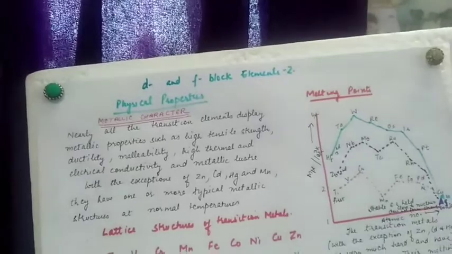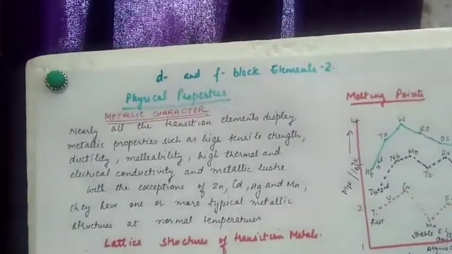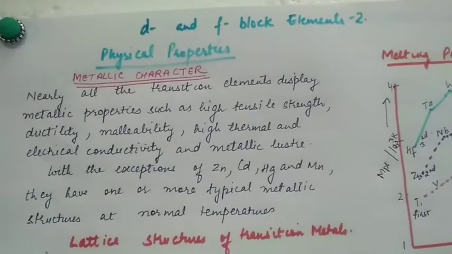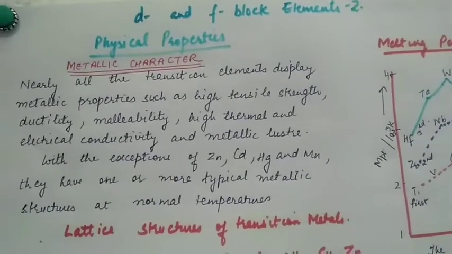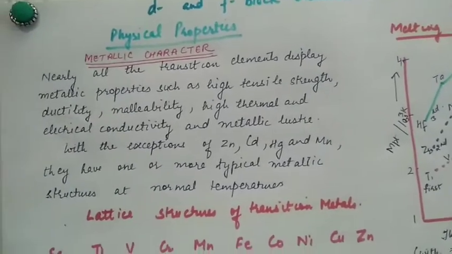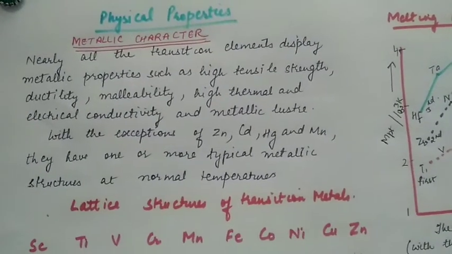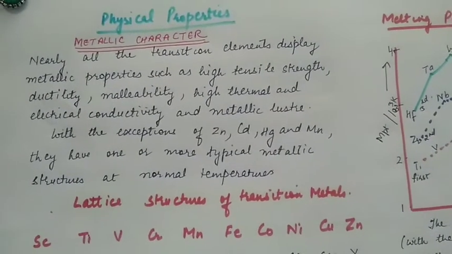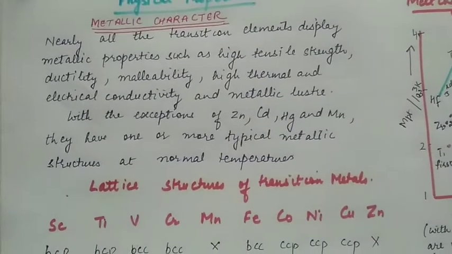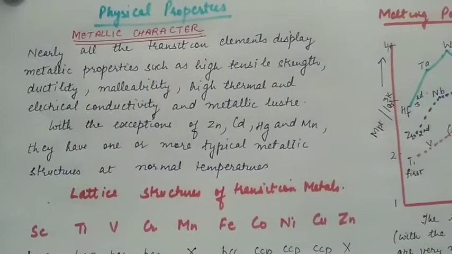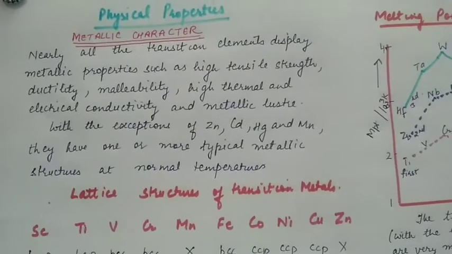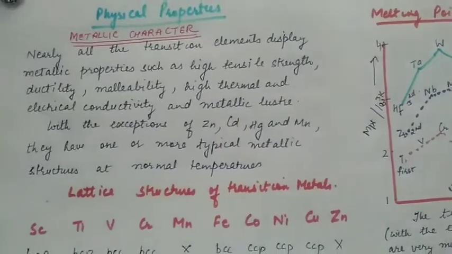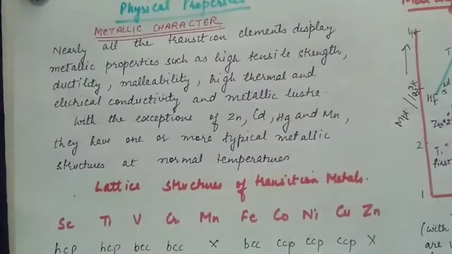Today we'll be doing the second video on D and F block elements, where we will discuss the physical properties of D block elements. So the first physical property is metallic character. Nearly all the transition elements display metallic properties such as high tensile strength, ductility, that is the ability to be drawn into wires, malleability, that is the ability to be turned into sheets.